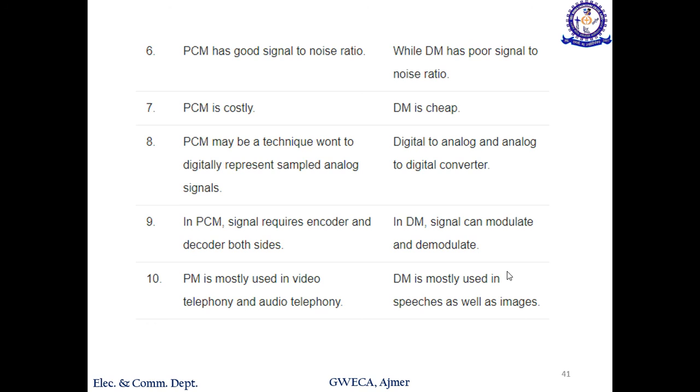PCM has a good signal to noise ratio, while DM has a poor signal to noise ratio because of loss of information. PCM is costly, DM is cheap because of low hardware requirement. PCM is a technique used to digitally represent a sampled analog signal, like an analog to digital converter. In PCM, the signal requires an encoder and decoder on both sides. In DM, the signal can be modulated and demodulated. PCM is mostly used in video telephony and audio telephony, and delta modulation is mostly used in speech as well as imaging.